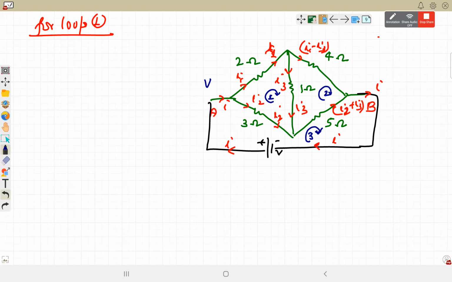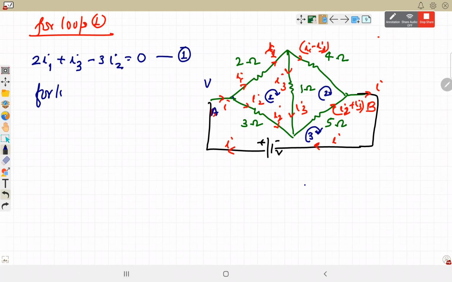Equation for loop number 1, let's say start from point A only. 2 times I1 in the direction of current, plus in the direction of current I3, opposite to the direction of current, so minus 3I2 is equal to 0. Equation number 1. Write equation number 2.